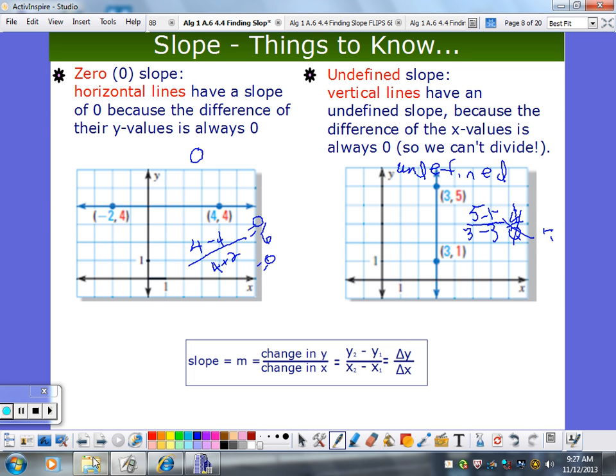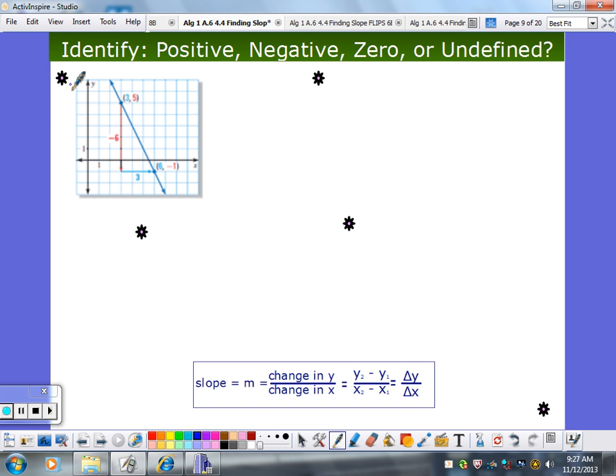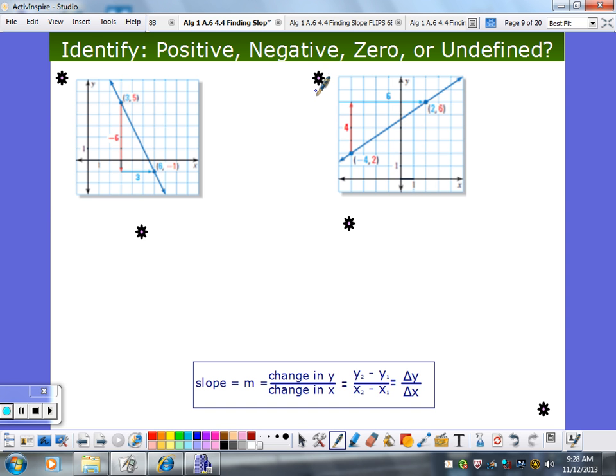So let's see if we got this now. We're going to look at a few of them. What kind of slope? Is this positive, negative, 0, or undefined? Negative. I heard both things. It is negative. Why is it negative? Going down. And you can kind of see that little N in there. What's going on here? Positive, going up.